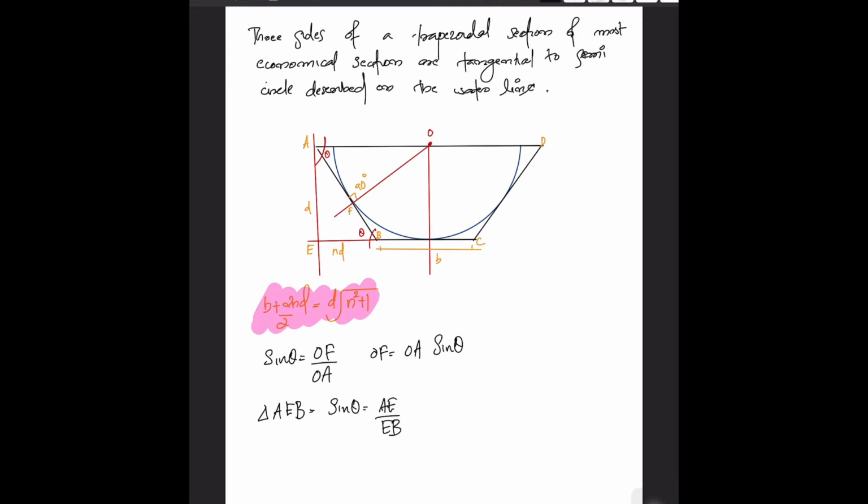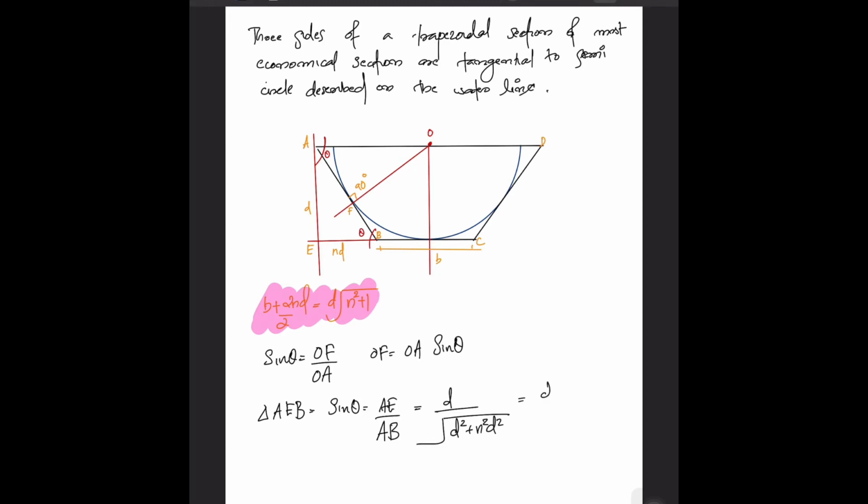Now AD and BC are parallel lines cut by a transversal, so these two angles will be same. AE is equal to D and it's AE by AB, not EB. AE by AB. I'm so sorry. So AE will be D divided by AB, which will be the root of D square plus N square D square from Pythagoras theorem.